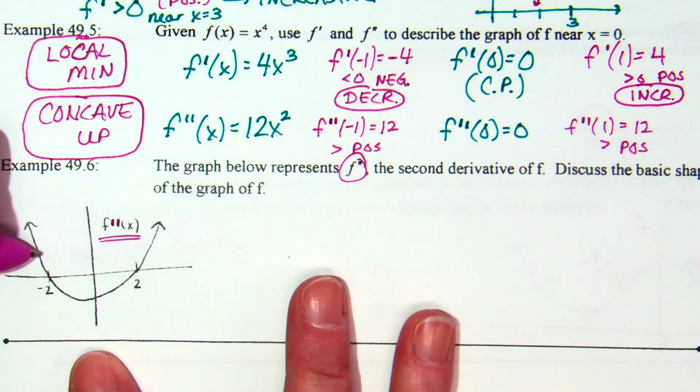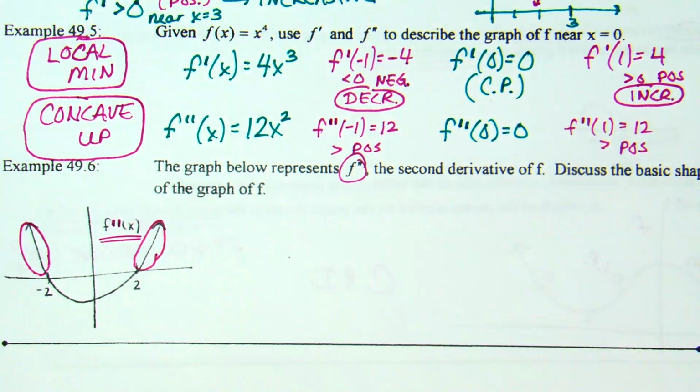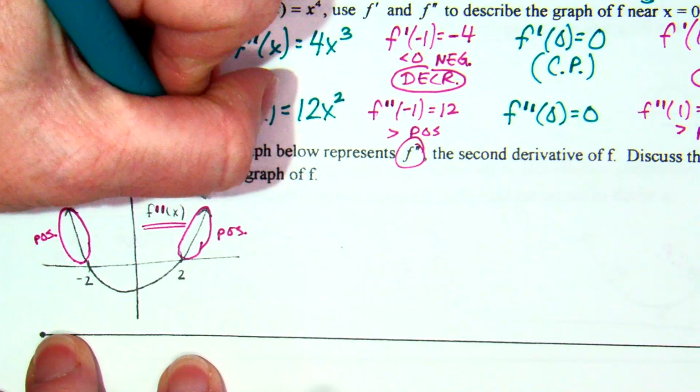I think he used the word increasing, but I don't really want to talk increasing. These two sections right there, the second derivative is above the x-axis. If the second derivative is above the x-axis, that means the second derivative is positive. What's going on when the second derivative is positive? My graph is concave up.